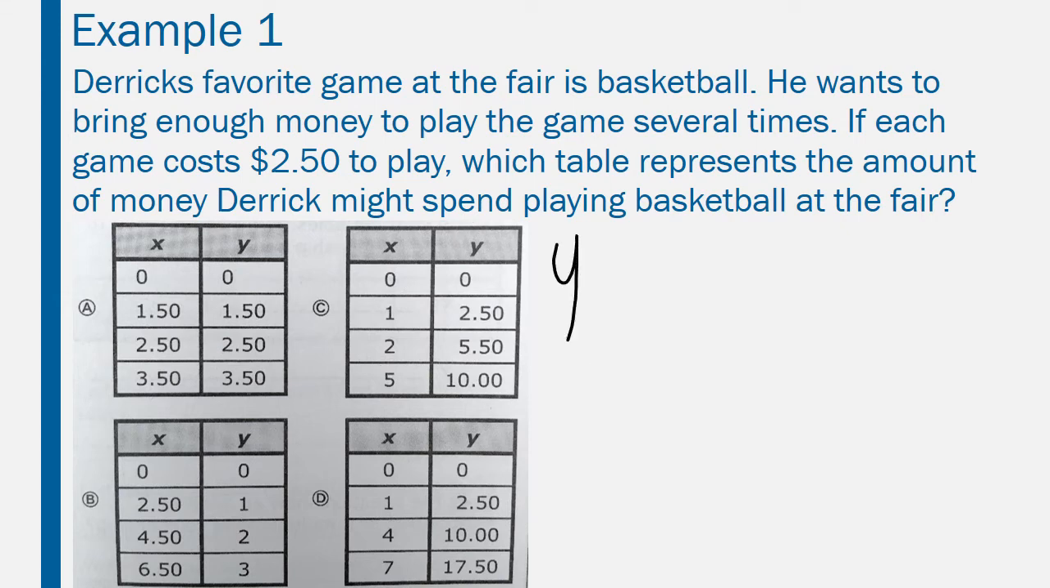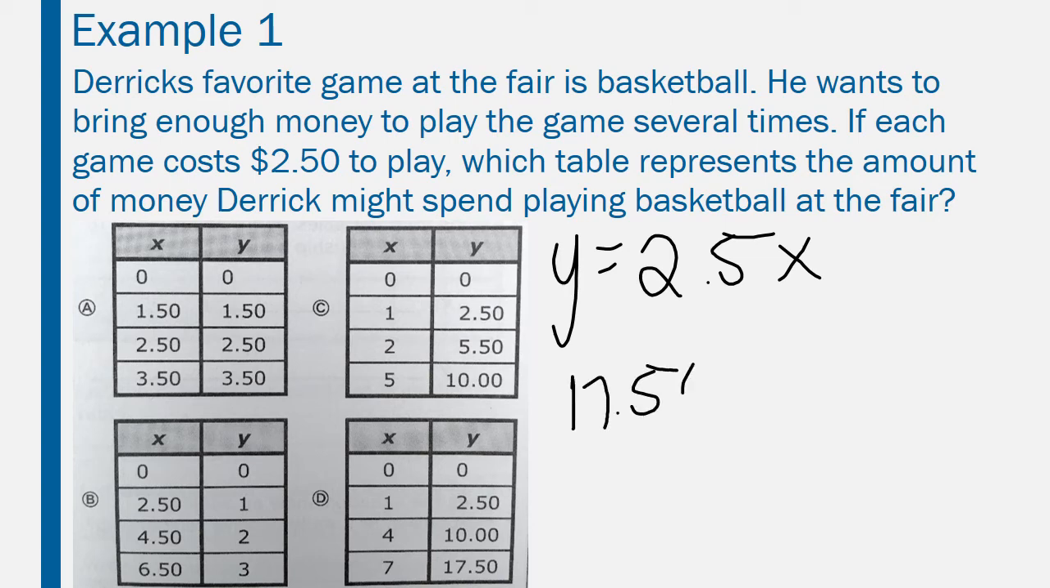So y equals 2 5/10 times x. So we would plug in our y, 17.50, equals $2.50 times, in this case, 7. So I want you to work on this right now.